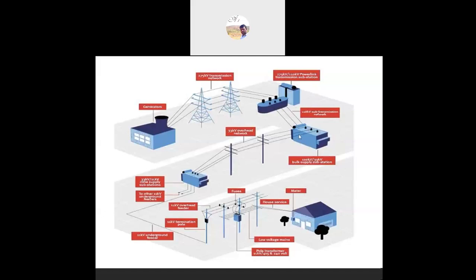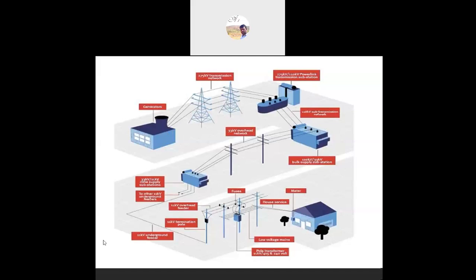From the transmission substations, the power is transferred onward to the distribution. So from the transmission line substation to the distribution, here we are not doing any controlling. It is in a radial way.